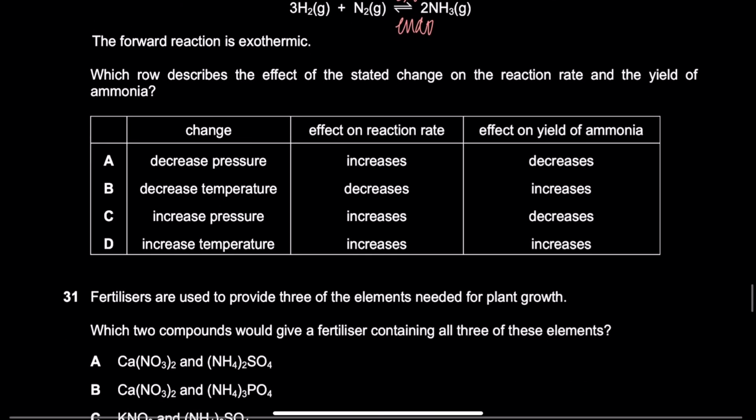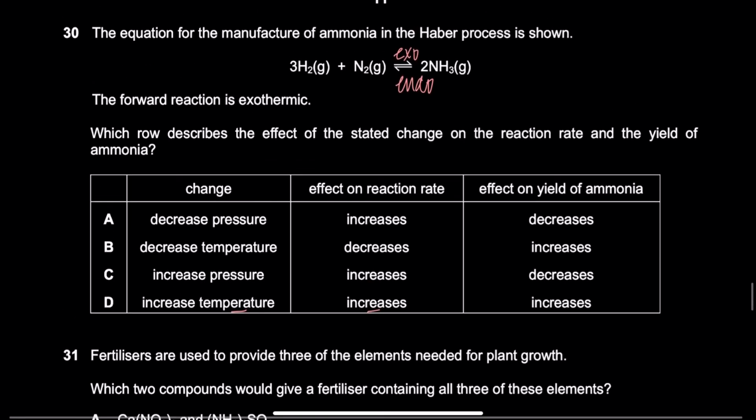Think about it. If you increase the temperature, obviously the rate of reaction will increase, but increase in temperature favors the endothermic bit, so more reactants will be from ammonia, decreases. D is wrong. Increase in pressure will increase the rate of reaction. That's true, but increase in pressure favors less number of moles of a gas, and here you have 2 moles and here you had 4 moles. So ammonia yield will increase, not decrease.